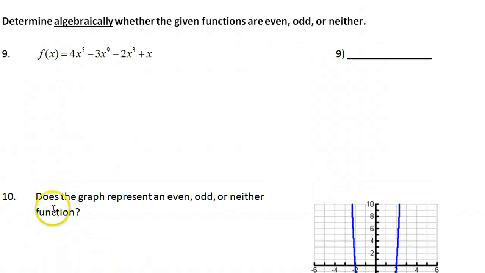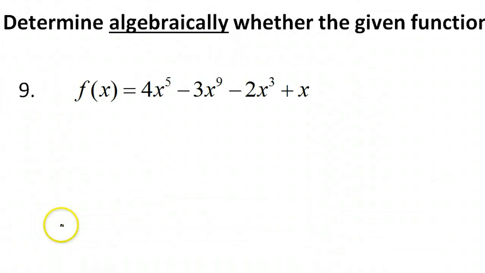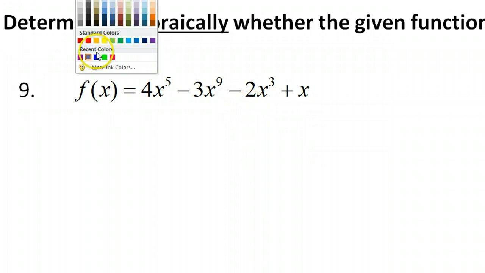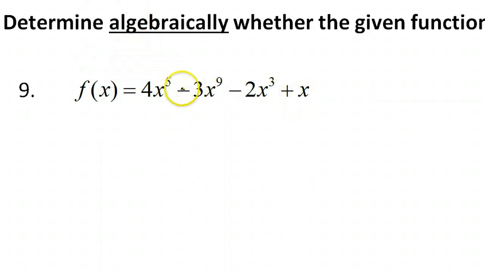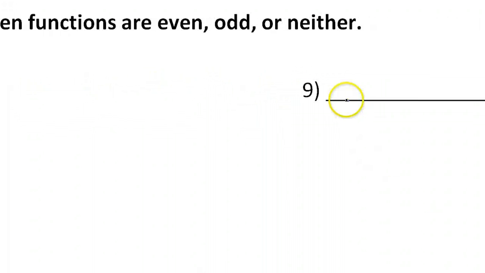Alright, but first things first, number 9. So here's how you determine algebraically whether a function is even, odd, or neither symmetry. Actually, first, let's just at a glance decide. And just at a glance we can know if it'll be even, odd, or neither, because if it's going to be odd, then all of the exponents have to be odd. So I see the 5, the 9, the 3, those are all odd powers. But what about the x? Well, yes, that's x to the 1 power, and that's also odd. So we know it's going to be odd.